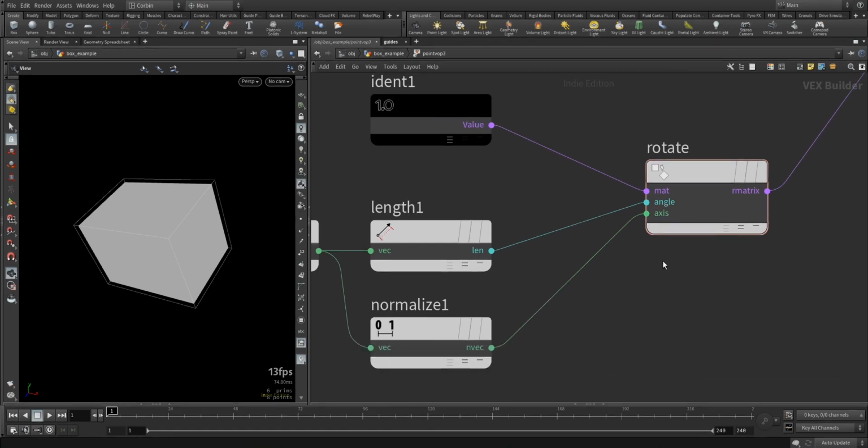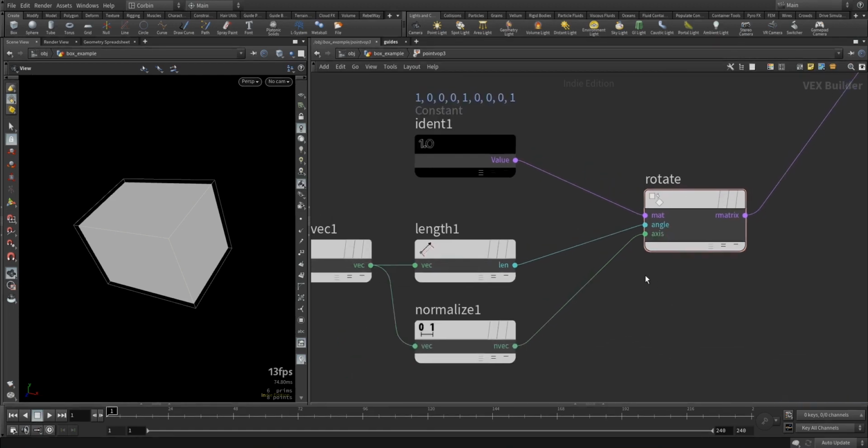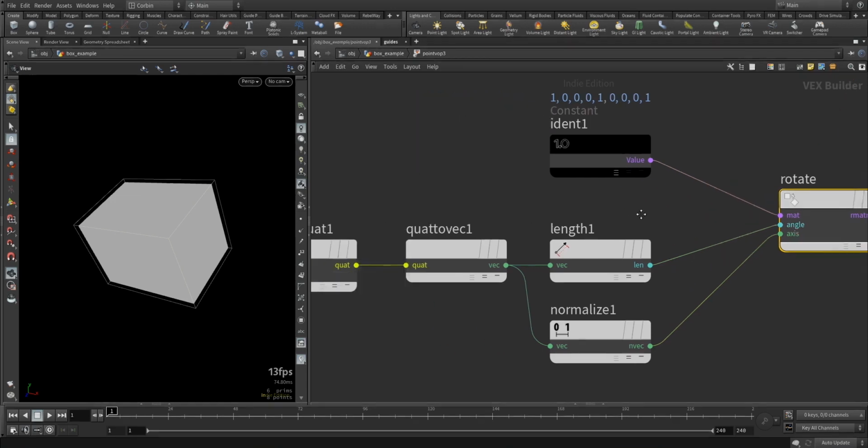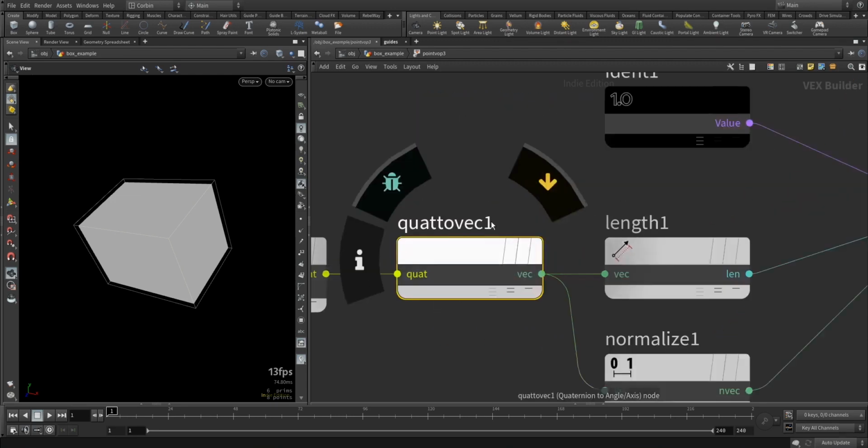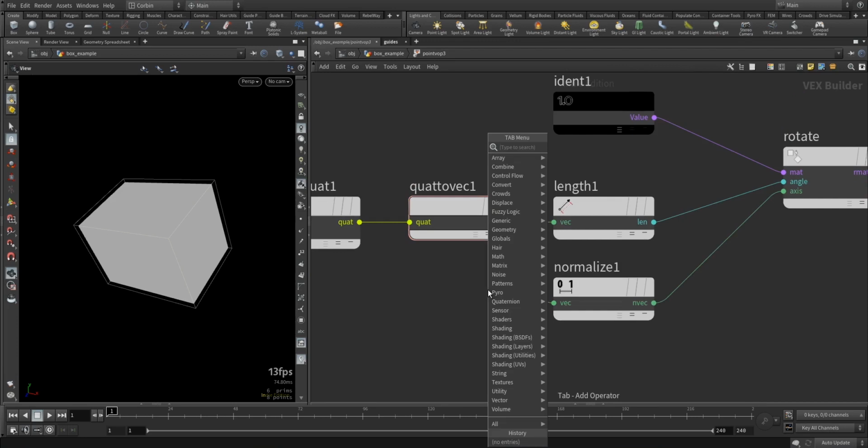Now, I mentioned to you before when we spoke about quaternions that there's Euler, and there's axis and angle, and then there is quaternion rotation. Okay. Now the rotate wants it in the format of axis and angle. So in order to get axis and angle, we're just using a quaternion to vector, right? But if you go in and hit tab, you'll see that quaternion to axis/angle is the option.